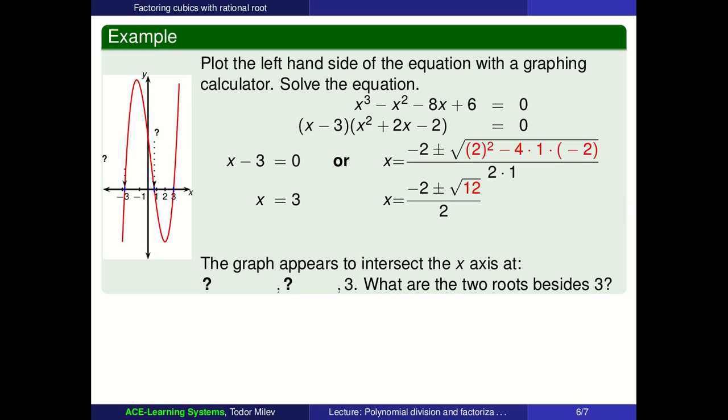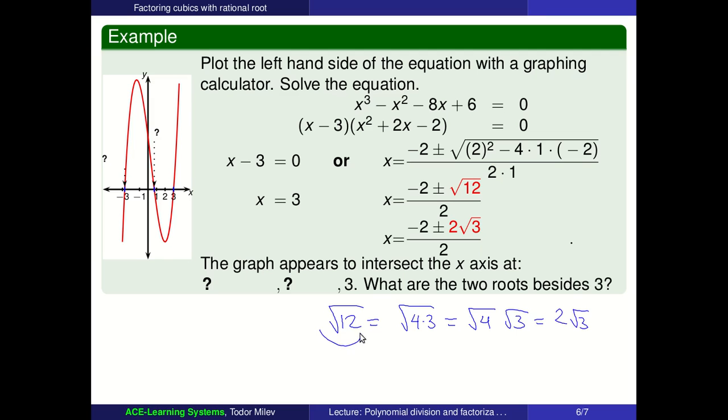So we get minus 2 plus or minus radical of 12 over 2. That can be simplified a little bit further. I can simplify a radical of 12 like this. Radical of 12 equals radical of 4 times 3, which equals radical of 4 times radical of 3, which equals 2 times radical of 3. So I replaced radical of 12 with 2 times radical of 3.